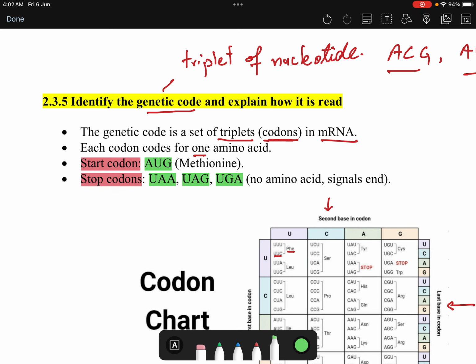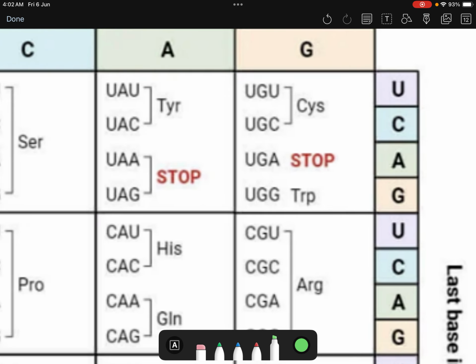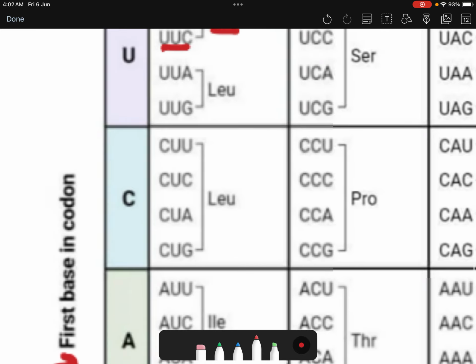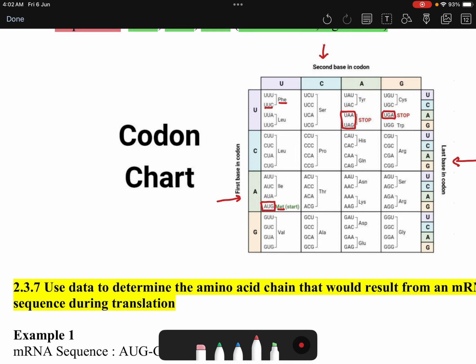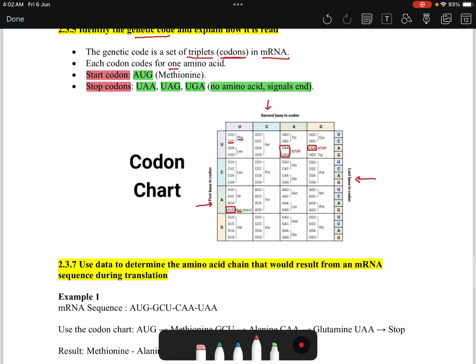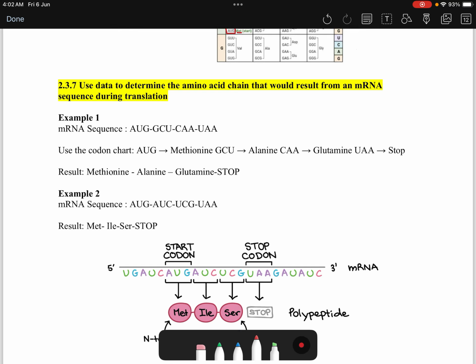Okay, these are the stop codons. Why do we call them stop codons? Because no amino acid is coded by them. So in the table, whenever you reach here or here, you write stop, and whenever you go here, AUG, you say Met. Don't say start. You need to name it because it has a name of the codon, that is Met. Met means methionine.